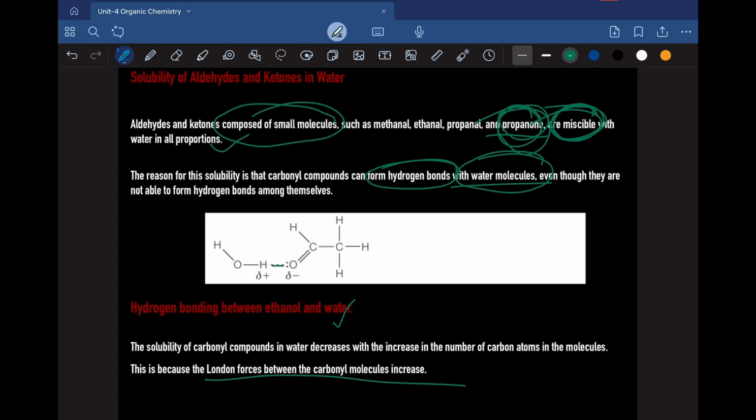Hopefully you have understood everything till now. After this we will move on to the carboxylic acids, which are way more important and very important for your syllabus. Esters and acyl chlorides as well.